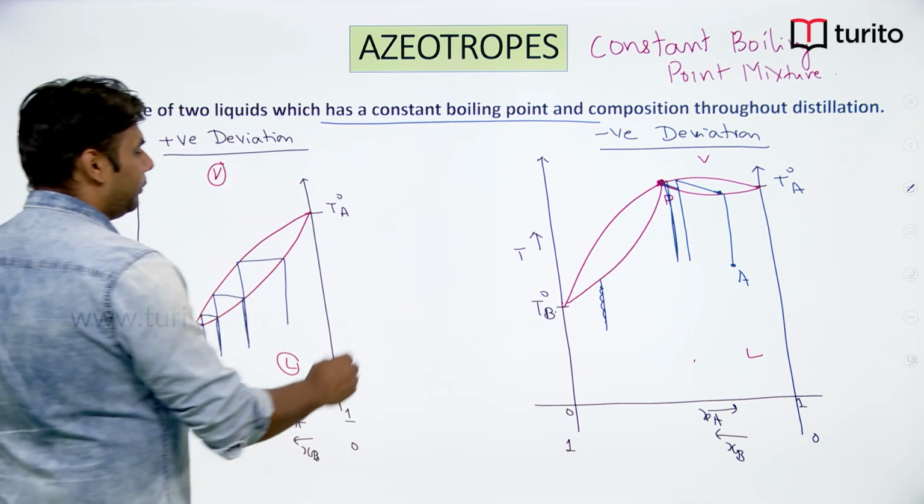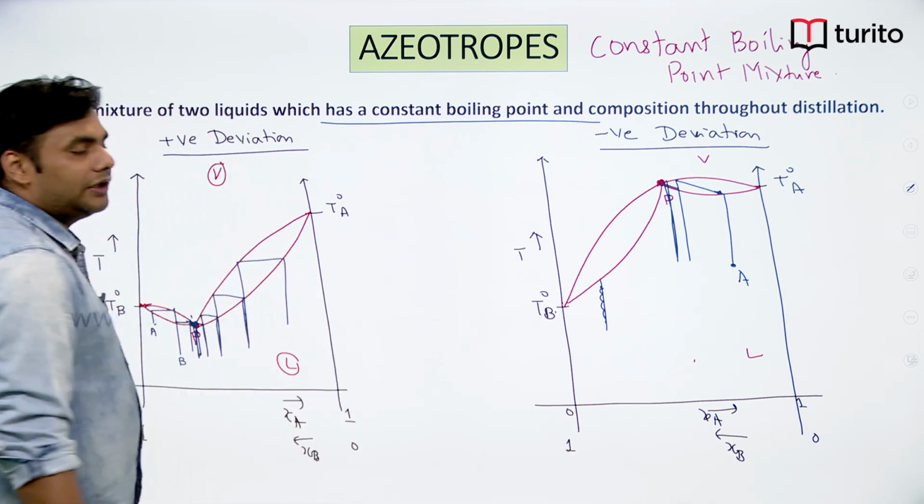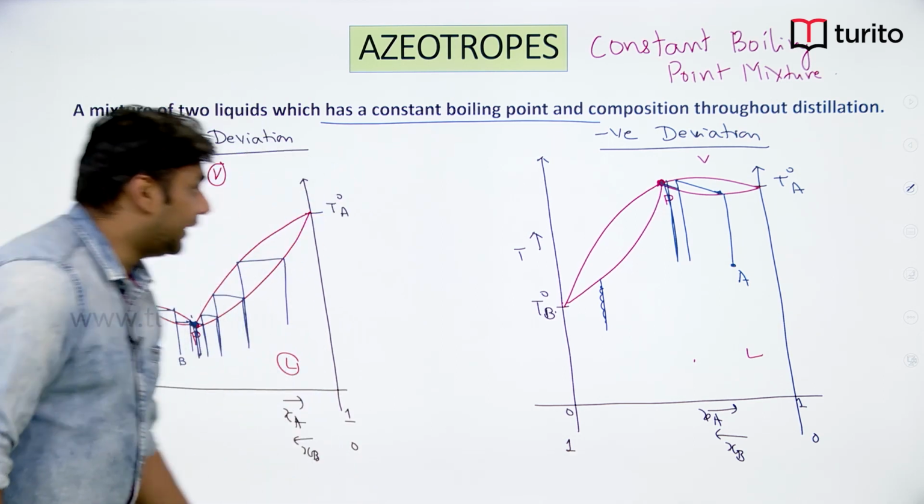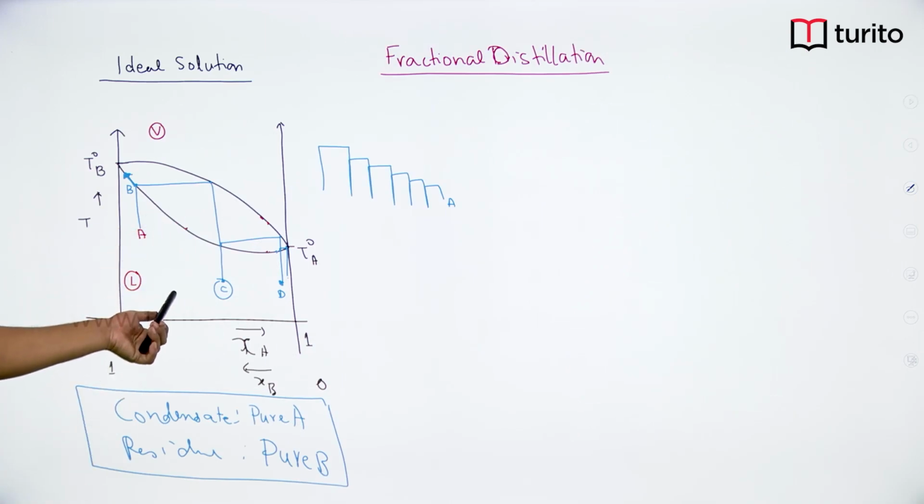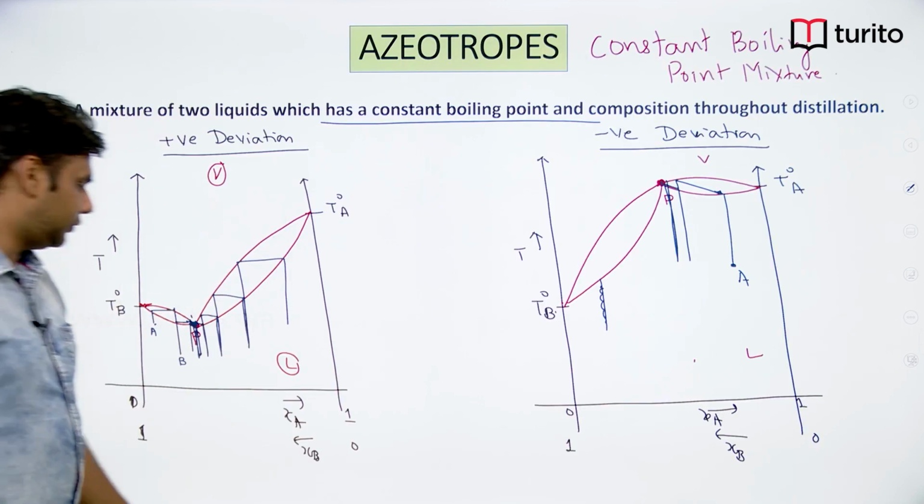So we'll say that they cannot be separated by fractional distillation, whereas ideal solutions can be separated by fractional distillation because there is no azeotropic point over here. Hope this is clear to everyone. You can just draw the graph.